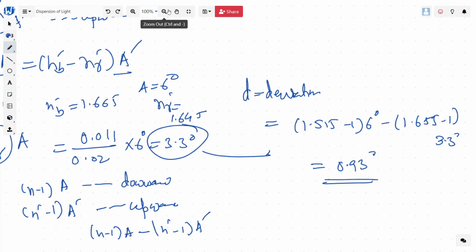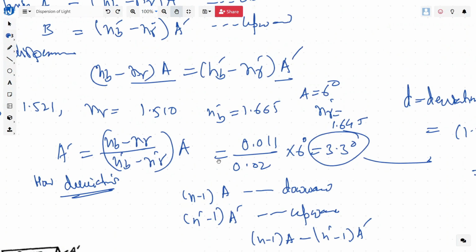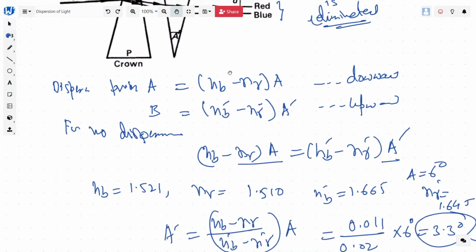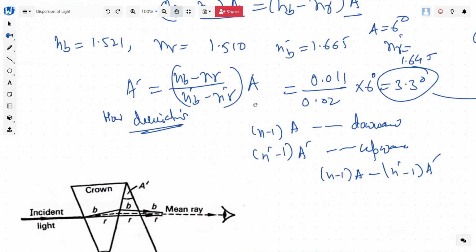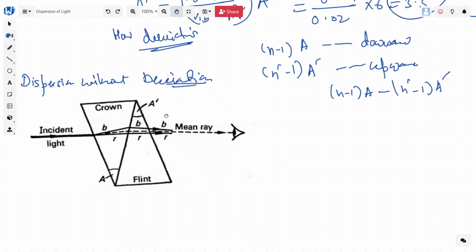Okay, so this kind of problem usually comes in the exam, where you have to be very clear about whether the dispersion is happening or if it is without deviation and things like that, right? So now let's look at the other case, where we try to do what we call dispersion without any deviation. Okay, so second case, dispersion without deviation. Now we know the formula, right?